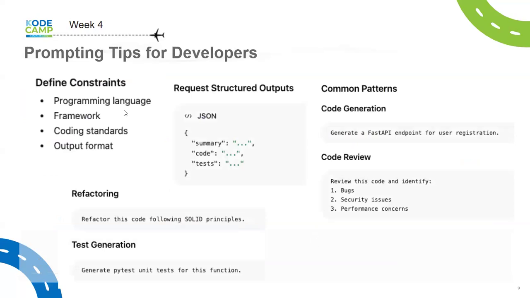Some of the constraints that you can define would be what programming language, if you wanted to generate code, what framework to use, coding standards, output formats. When you are requesting structured output, always specify. And it's always a good idea to give an example of that structure. We're going to look at that.